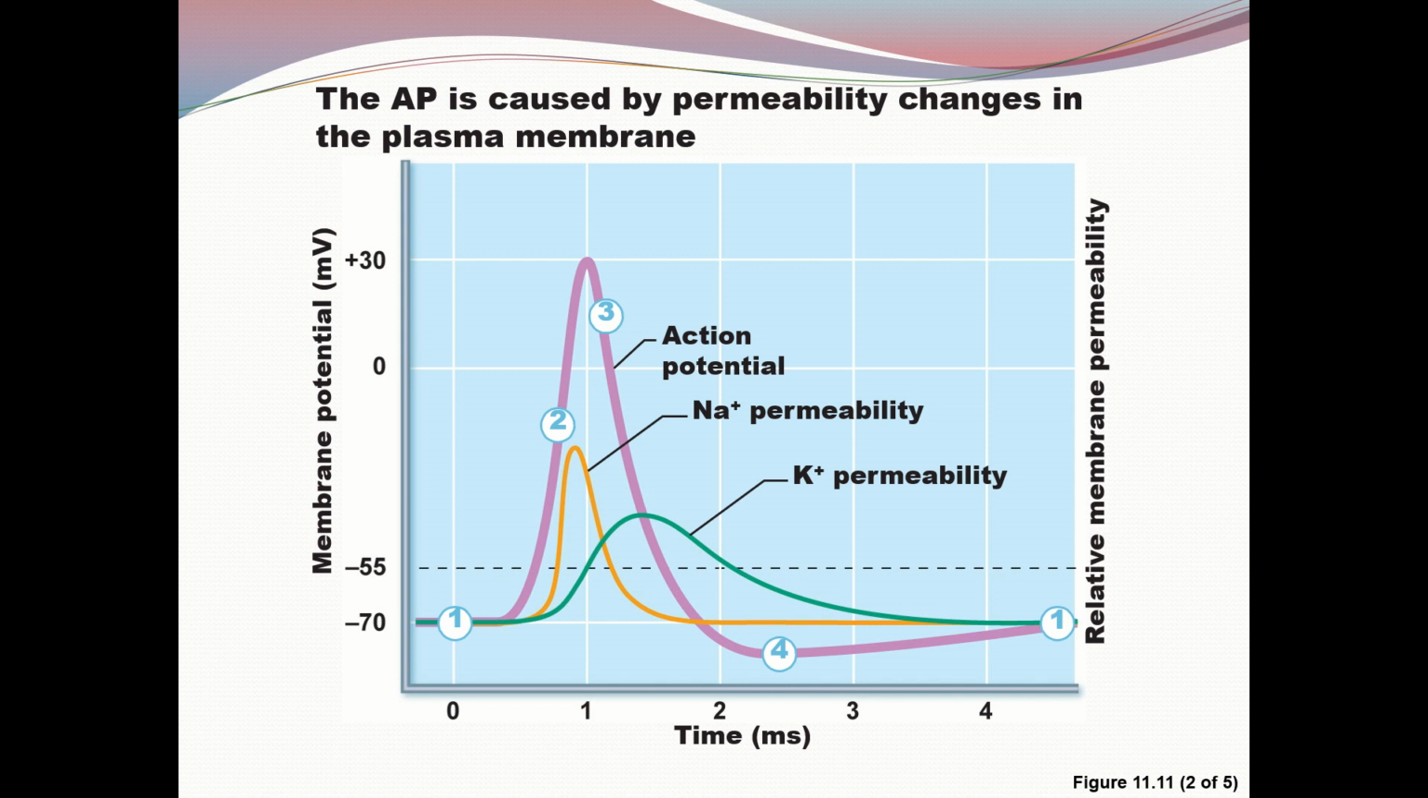This illustration shows the action potential along with the sodium and potassium permeability. So recall, in the initial stage, the resting membrane potential of negative 70 is maintained. So the only way that the end plate potential is going to be reached is if there is an electrical stimulus coming from a motor neuron.